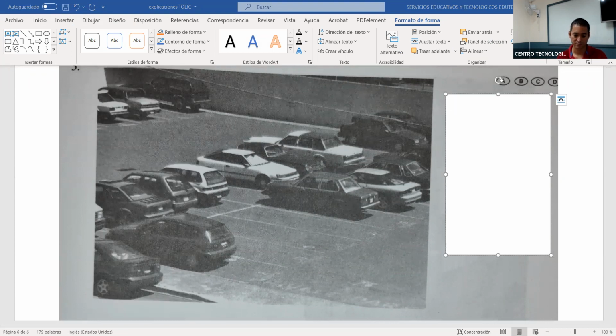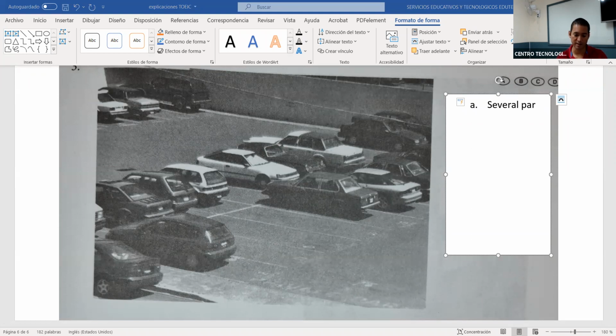Number 3. Look at the picture marked number 3 in your book. A, Several parking spots are available. B, A parking attendant is counting the cars. C, The people are getting into their cars. D. The parking lot is completely filled.